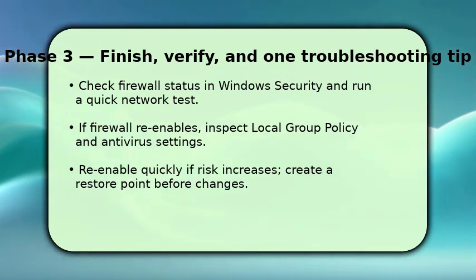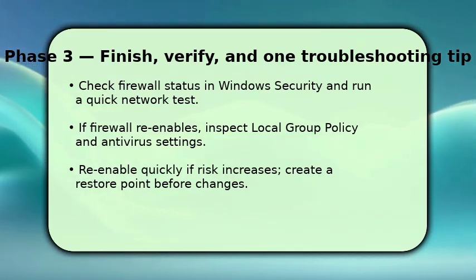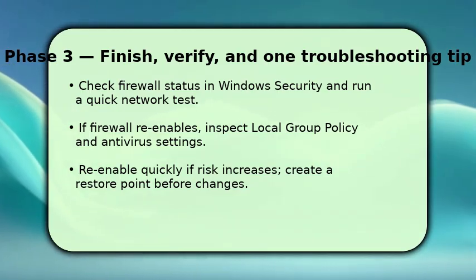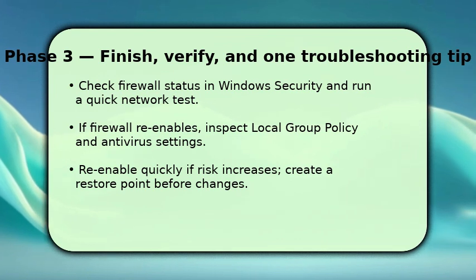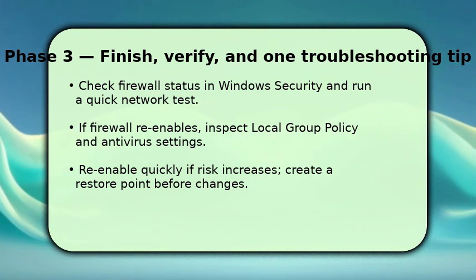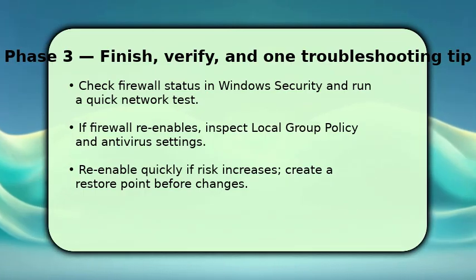If the firewall re-enables, check Local Group Policy Editor under Computer Configuration, Administrative Templates, Network Connections, and inspect third-party antivirus controls that may override settings. Make sure to re-enable the firewall immediately if your exposure increases, and use a restore point if needed.